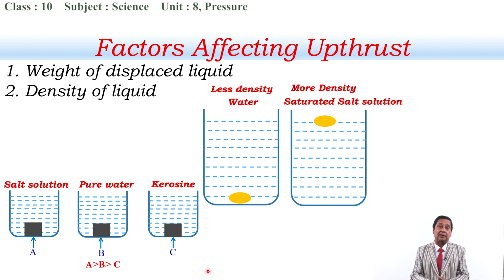A piece of iron experiences more upthrust in salt solution, a little less upthrust in pure water, and very little upthrust in kerosene oil. This way we can understand the relation of density with the upthrust. The more dense the liquid, the more will be the upthrust. Okay, let's go to another point.